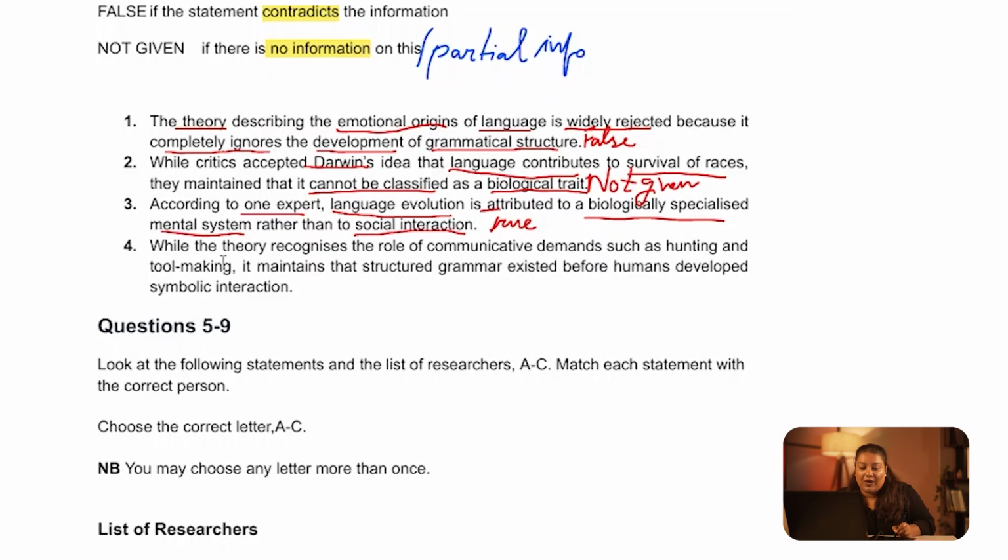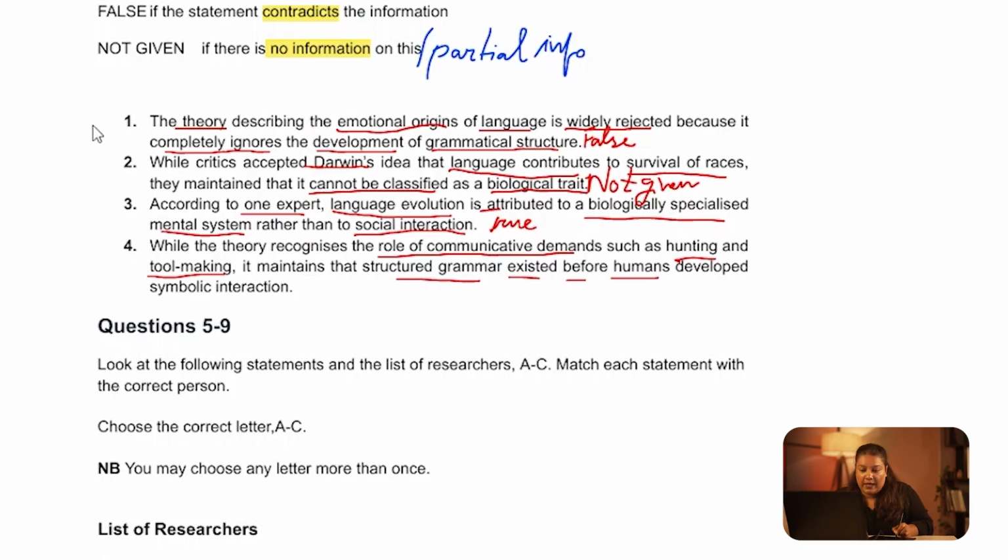Question number 4. While the theory recognizes the role of communicative demands such as hunting and tool making, it maintains that structured grammar existed before humans developed symbolic interaction. So my keywords here include role of communicative demands, hunting and tool making. These would be our major keywords because they are distinct and will help us locate it easily in the passage. It means that structured grammar existed before humans developed symbolic interaction.